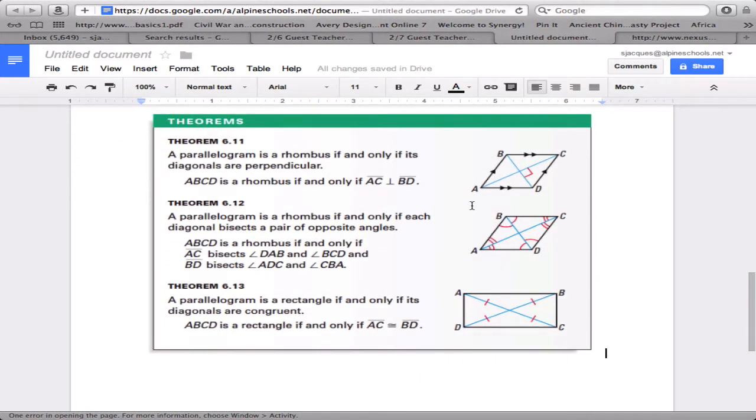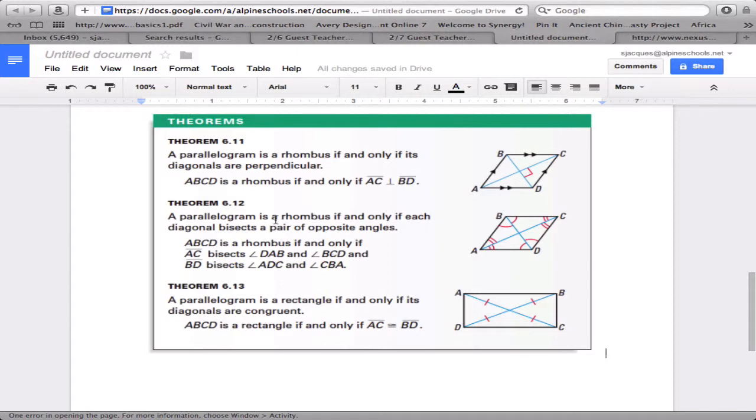So we have theorem 6.11: a parallelogram is a rhombus if and only if its diagonals are perpendicular. So let's look at the diagonals going on the rhombus. So we're going across, these are the diagonals, and they create a right angle. So therefore it is a rhombus because AC is perpendicular to BD.